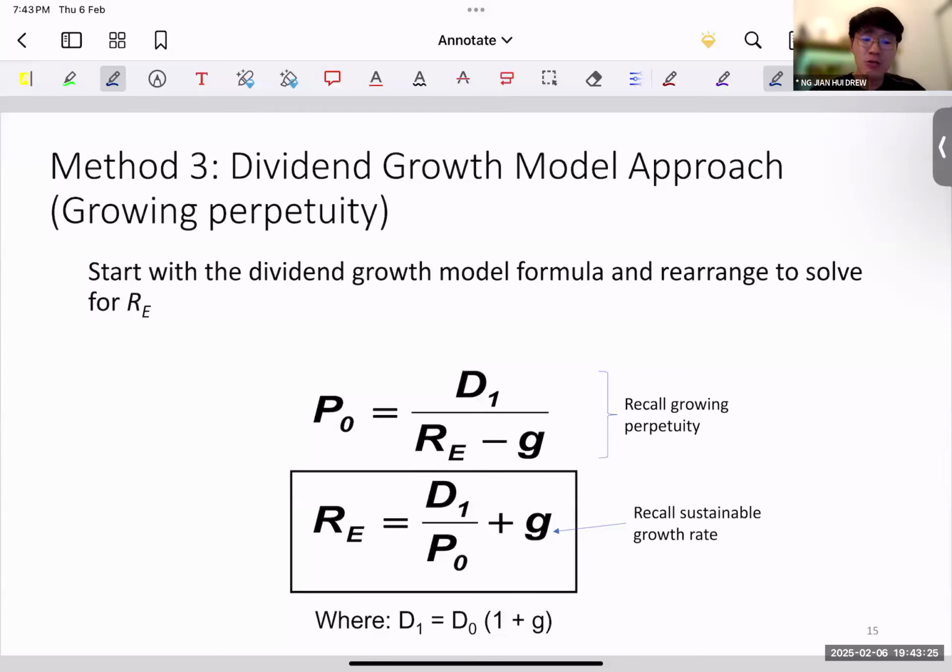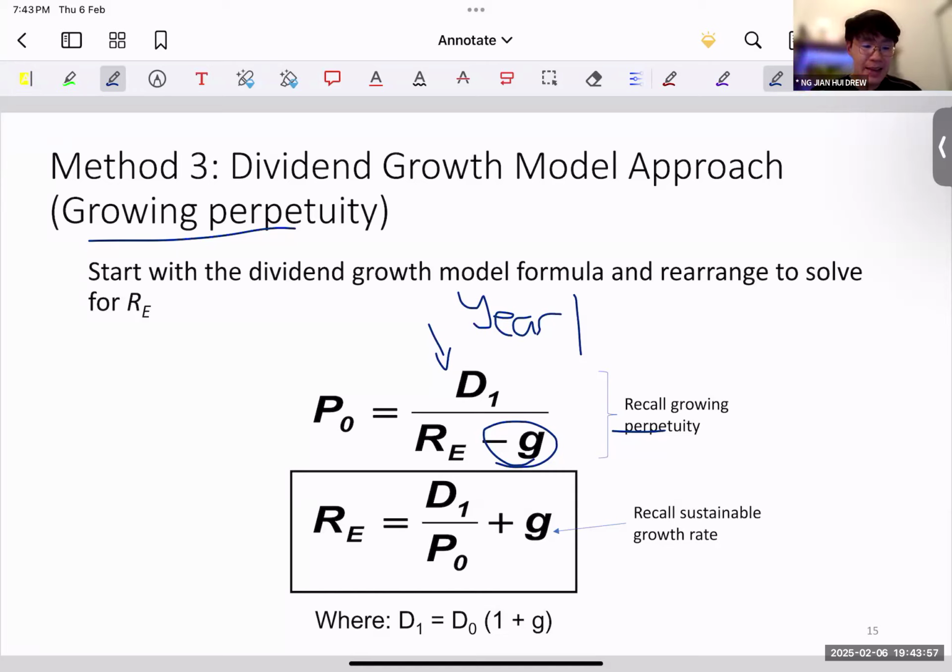But what we're doing here is we're using the growing perpetuity formula, right? So recall that the growing perpetuity formula is given by P naught, which is the growing perpetuity, is given by the cash flow at D1, D1 meaning in year one, divided by the return on equity minus the growth factor, right? Because it's growing perpetually, it keeps on growing.